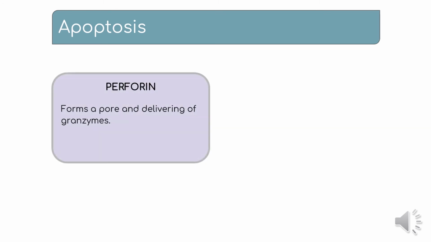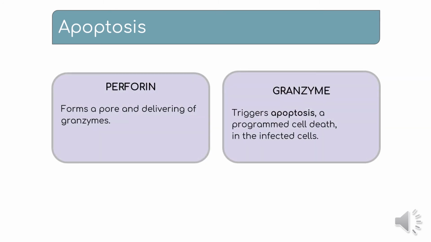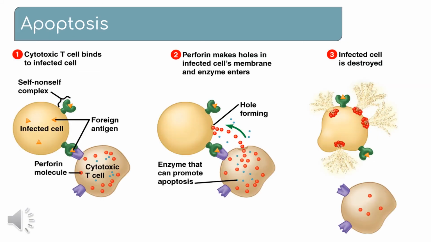There are two mechanisms of killing action. First is apoptosis induction and second is direct attack on a target cell's membrane. In apoptosis induction, perforin will form a pore and deliver granzymes, which are protein-digesting enzymes that trigger apoptosis. The released microbes are then killed by phagocytes. This figure just shows how the T cell killing action works, which has been explained in the previous slide.